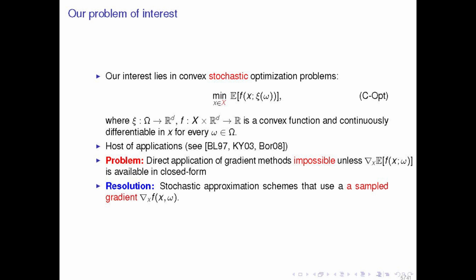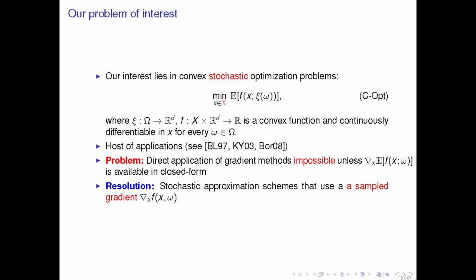So our interest, as I mentioned, lies in convex stochastic optimization problems. So instead, f is defined as the expectation of some function, right? So f is basically mapped on x times Rd, where psi is a random variable that maps from omega, the sample space, to Rd. There are a host of applications. But the key point worth noting is that direct applications of the gradient method are impossible because I don't have access to the integral or its derivatives.